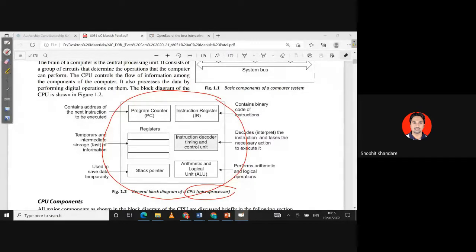Now, whenever you have to do some operations, the operation is done in the central processing unit. So you can see here, the central processing unit consists of: number one, program counter; number two, instruction register; number three, registers; number four, instruction decoder, timing and control unit; number five, stack pointer; and number six, which is most important, the arithmetic and logical unit, ALU.